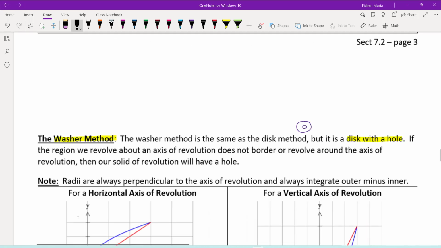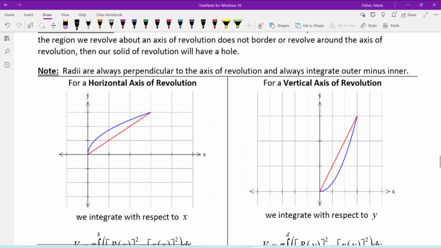If our region doesn't do that, we're a washer. Basically, when we rotate, we're going to end up having a hole. If we have this yellow region right here, and we were to rotate this around the x-axis, notice that this would have a big hole in it. So if you were to just draw this picture real quick, basically, when we rotate this, what's going to happen is, yes, we'll have this yellow region that gets rotated, but everything that wasn't yellow is just going to be a big hole in our solid.